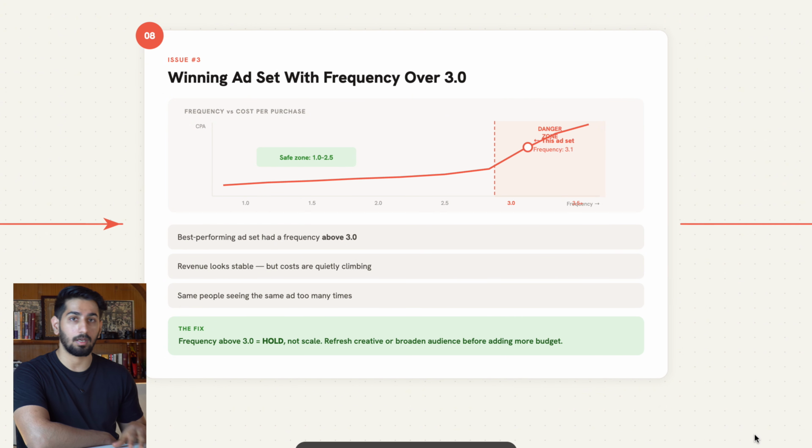At that point, when you have a 3 frequency, people have already seen your ad multiple times, and these are people that are not going to convert anyway. So you're spending money on showing your creative to people who have already seen it multiple times and are not going to convert. The fix is very simple.